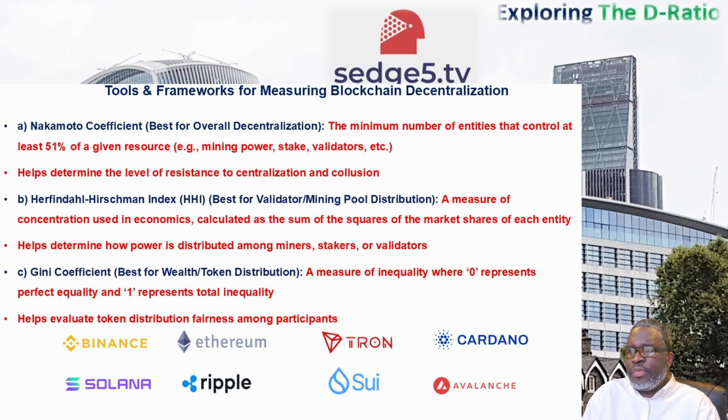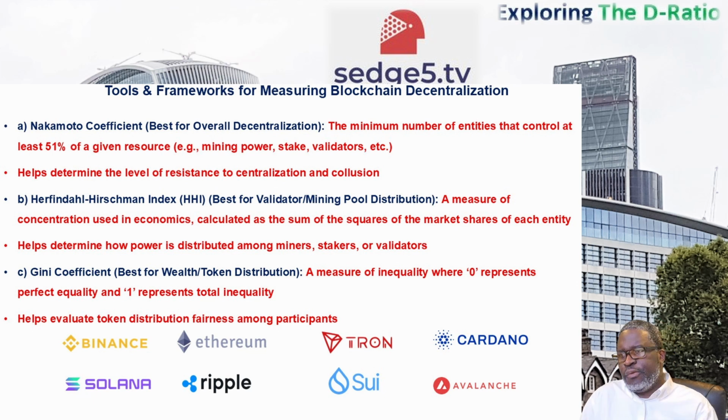So keep watching. And the third tool that we are going to be looking at is the Gini coefficient, and it is best for wealth and token distribution. It is a measure of inequality where 0 represents perfect equality and 1 represents total inequality. That's the Gini coefficient. And its use is to help us evaluate token distribution fairness among participants. And tools you can use to calculate this, you can use Python, you can use blockchain analytics tools such as Dune Analytics.